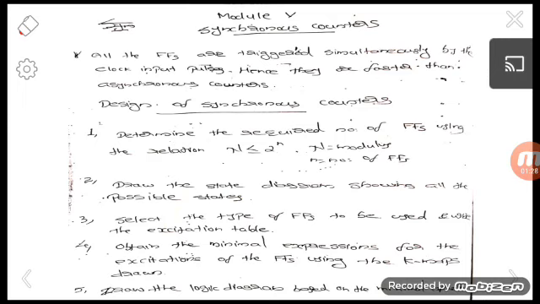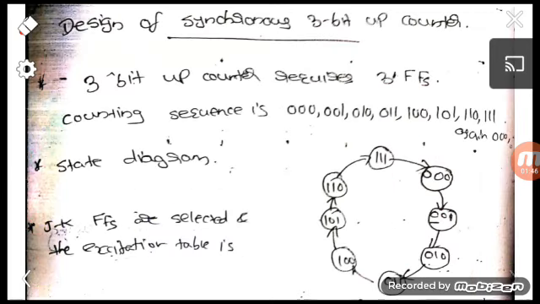Then the third step: select the type of flip-flops to be used and write the excitation table. The fourth one: obtain the minimal expression for the excitations of the flip-flops using the K-map. The last one: draw the logic diagram. These are the main five steps we use for the design of synchronous counters.